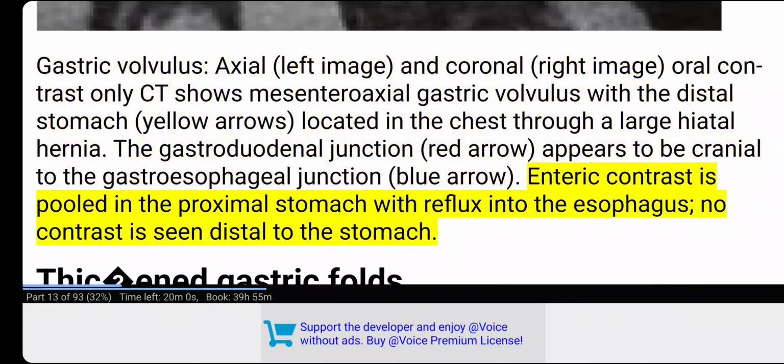Enteric contrast is pooled in the proximal stomach with reflux into the esophagus. No contrast is seen distal to the stomach.